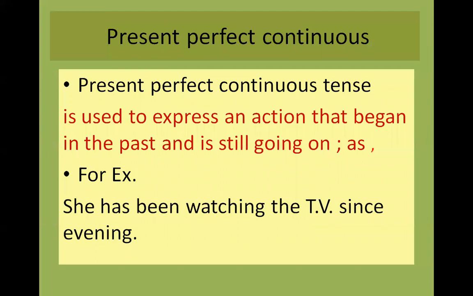Next, present perfect continuous. So it is present, it is perfect, and along with that it is continuous as well. So what happens in this is, it is used to express an action that began sometime in the past and is still going on. The action started at some time in the past, but it is still going on in the present. She has been watching the TV since evening. That means she has been watching TV since evening, right? So time reference is given. Since and for are used. Since is for an exact point of time and for is for a period of time. So she has been watching.